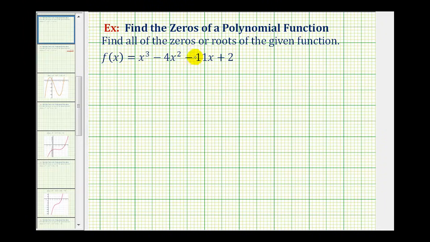We want to find all of the zeros or roots of the given degree 3 polynomial function. To do this, we want to start by finding the real rational zeros, and there are two ways to do this. We could list the possible rational zeros using the rational zeros theorem, which says the rational zeros would be the ratio of the factors of the constant term, in this case 2, over the factors of the leading coefficient, which in this case would be positive 1.